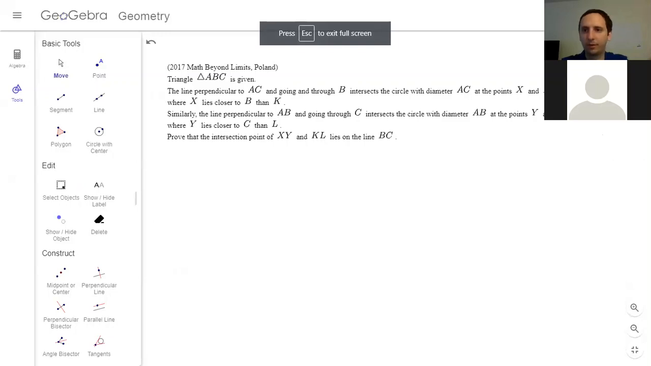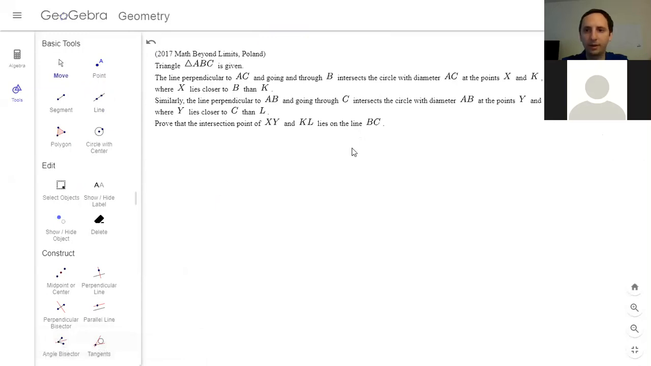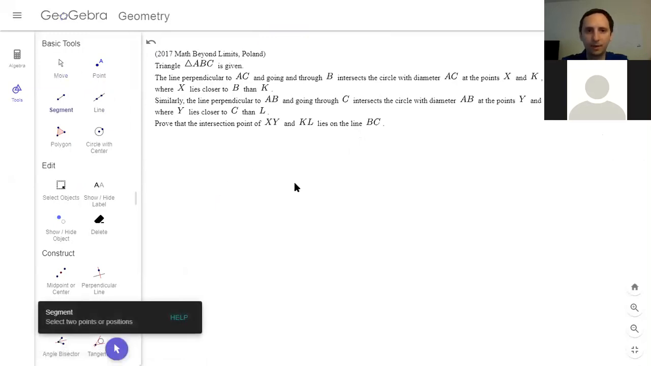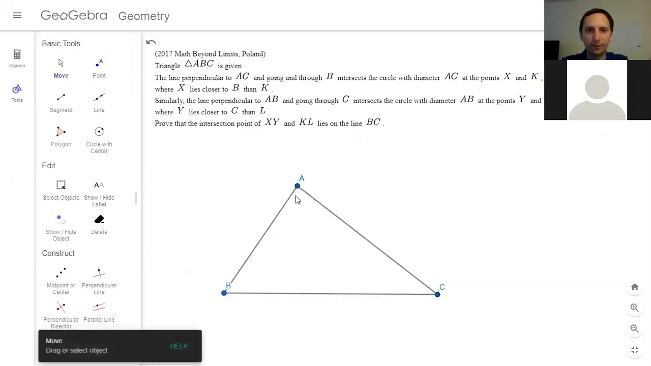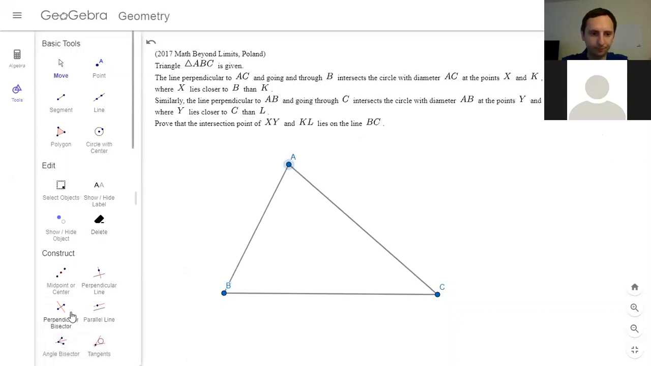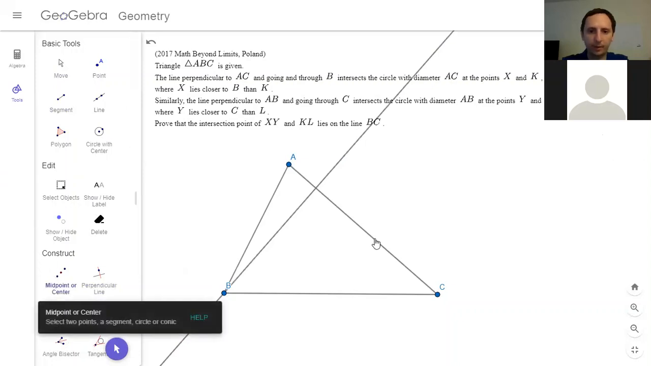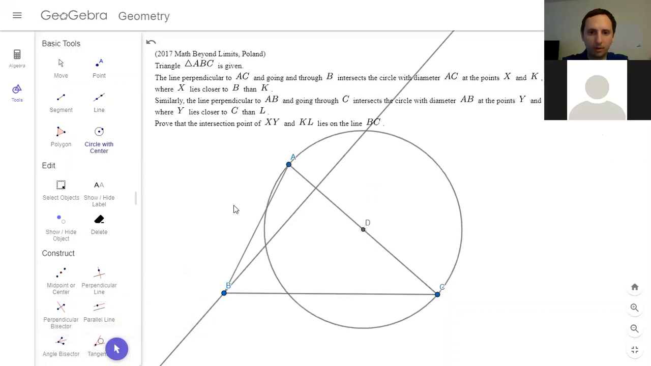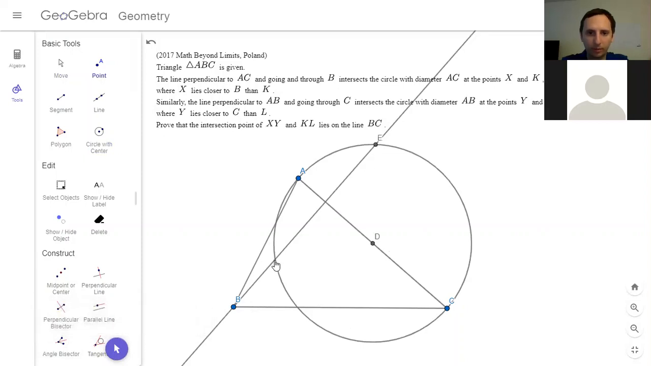All right, so here's the first problem. We have a triangle ABC. Then we draw the line perpendicular to AC and going through B, and we see where it intersects the circle with diameter AC. So we draw the 2 points. Hold on just a second. So this point and this point.